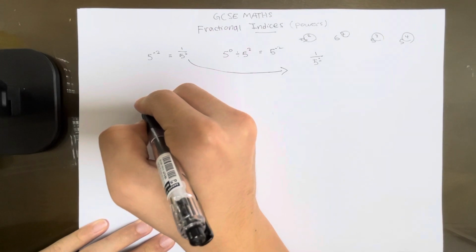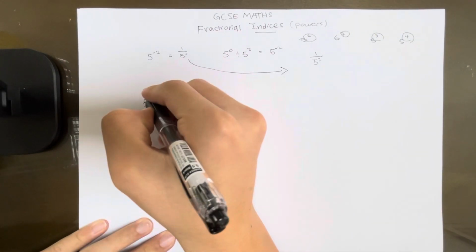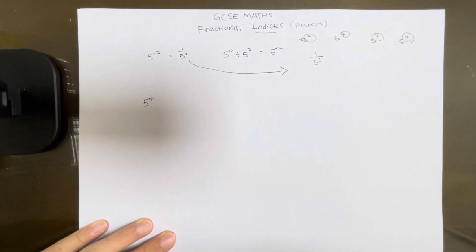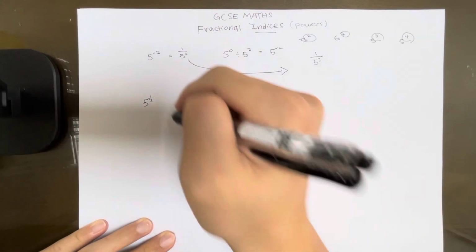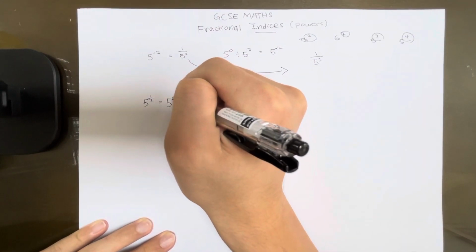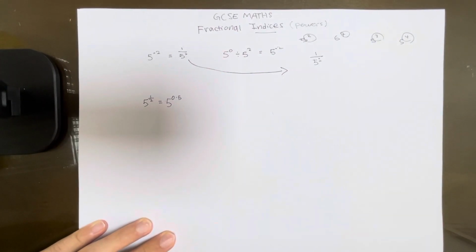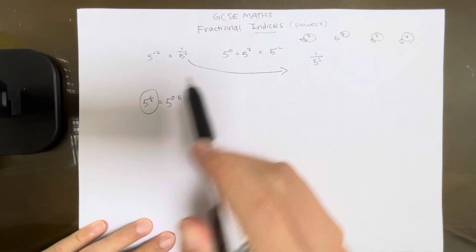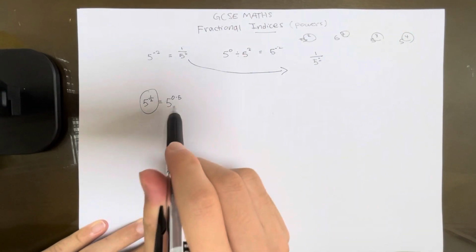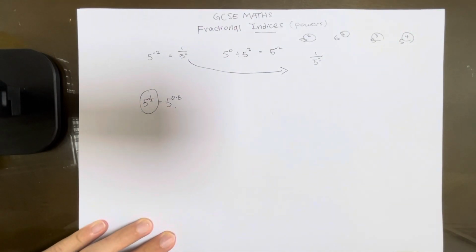Fractional indices, well, as you can guess, is when you have a fraction as the power of a number. You could also write this in decimal form, so 5 to the power of 0.5. It's sometimes written like this on the exams as well. But more commonly, we'll use the fraction, that's what the name is, fractional indices. But this and 5 to the power of 0.5, as you know, you can convert fractions to decimals, right? So they mean the exact same thing.